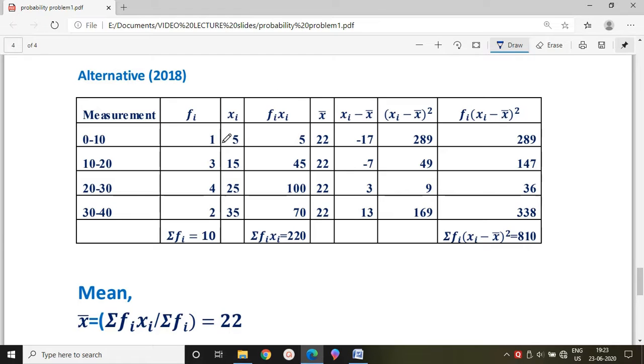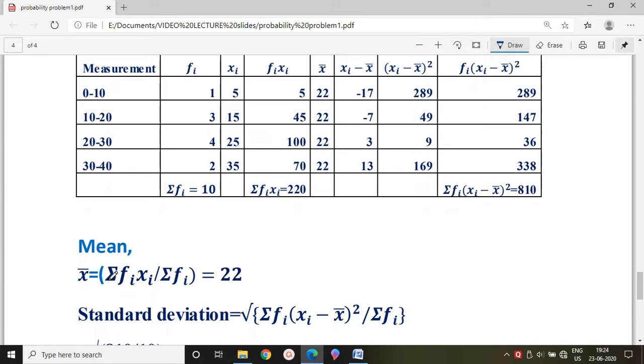You take fi xi, just the multiplication of fi and xi: 1 into 5 is 5, 45 here, 100 here, 70 here. Make the sum over fi xi. Why do you need sum over fi xi? For calculating the mean. Sum over fi, which is your capital N or total frequency, is 10 here. X bar, that is the mean, is found to be sum over fi xi, 220, divided by 10, which is 22.